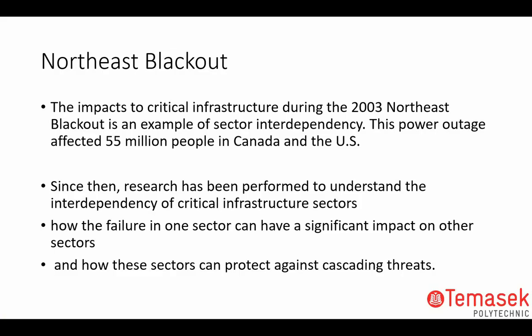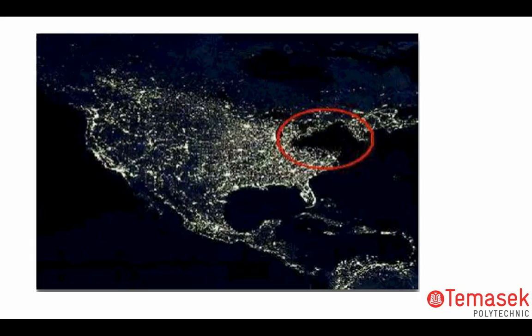Okay, so just now you saw the video, right? In the US, in 2003, there was a blackout. That's an example of sector interdependence. What happened was it affected 55 million people in Canada and the US. There is quite a lot of research by people looking into that. So that's the impact area, the size of the places that were impacted.